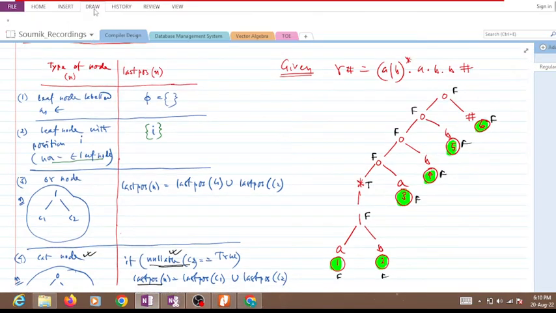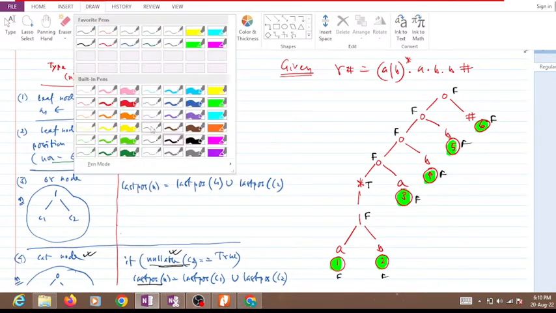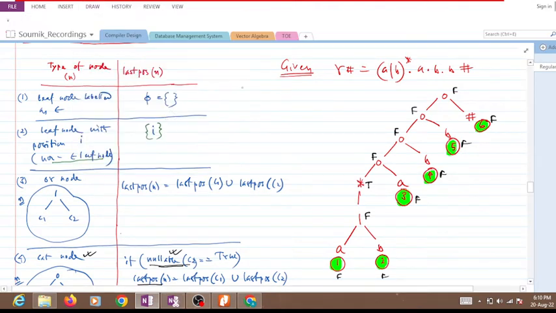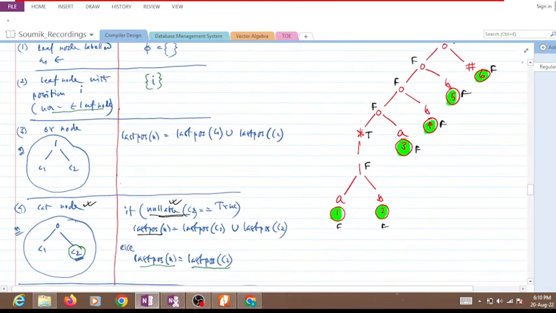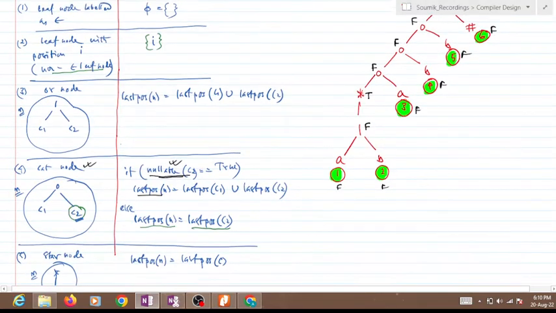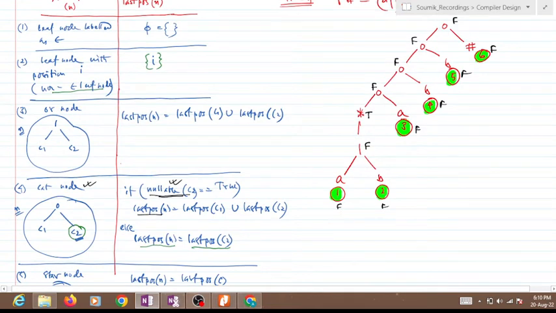Now we have to calculate the lastpos for all the nodes. The calculation of the lastpos will start from the leaf nodes. So if its position is 1, its lastpos is 1, its lastpos is 2, here its lastpos is 3, here the lastpos of this node is 4, the lastpos of this node is 5, the lastpos of this node is 6.